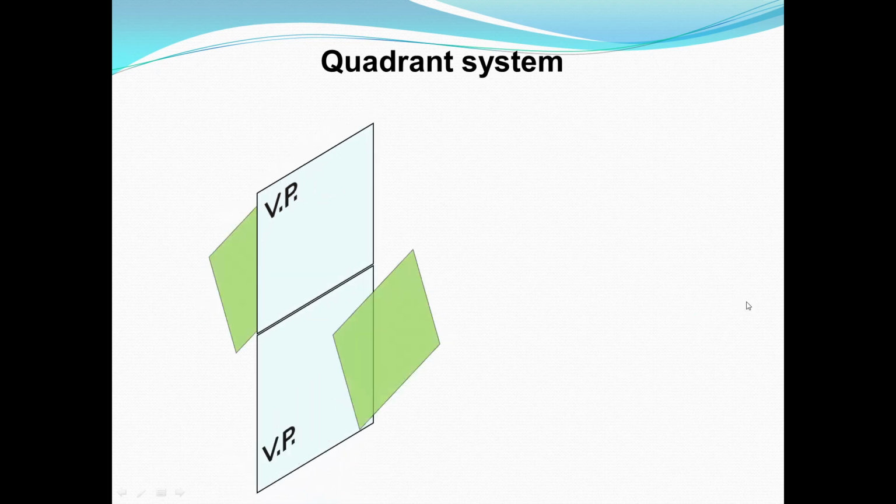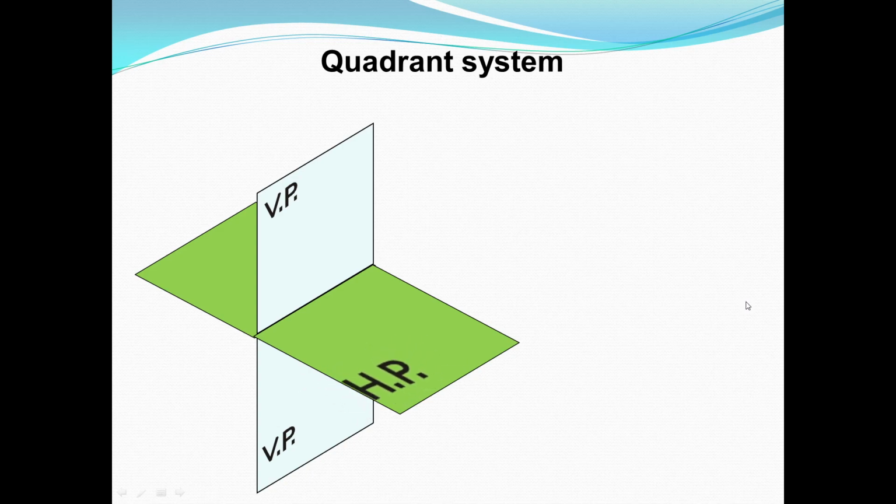So the quadrant system. Because of the position of these planes, that is horizontal plane and vertical plane, the space is divided into 4 quadrants: the first quadrant, second quadrant, third quadrant, and fourth quadrant, because of the intersection of these principal planes. Which are those principal planes? The vertical plane and horizontal plane, and both planes are perpendicular to each other. So you can see that here.